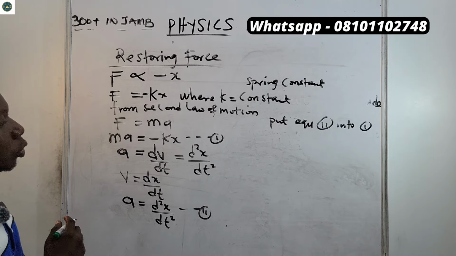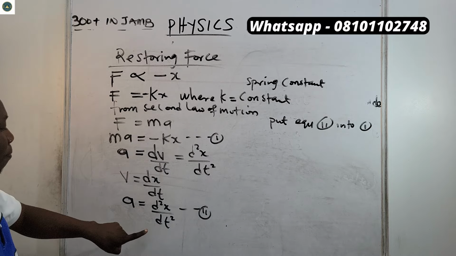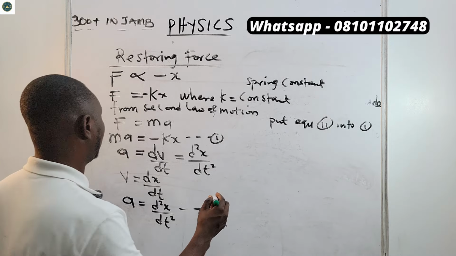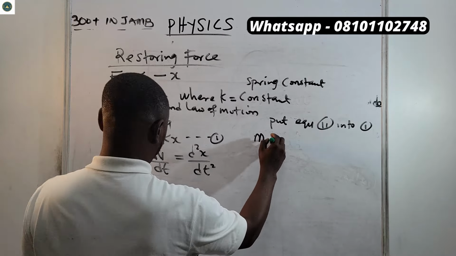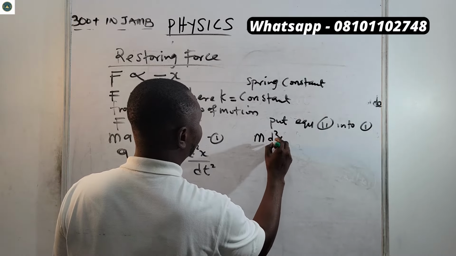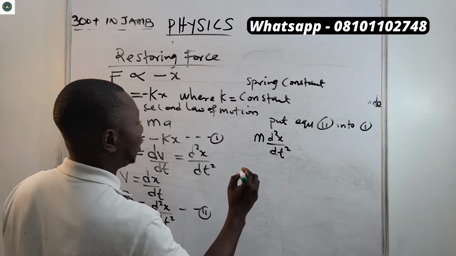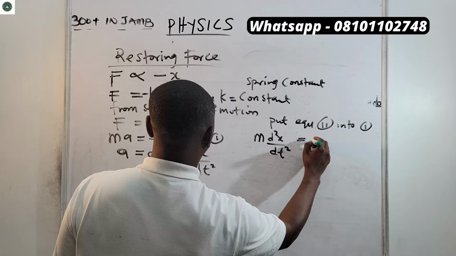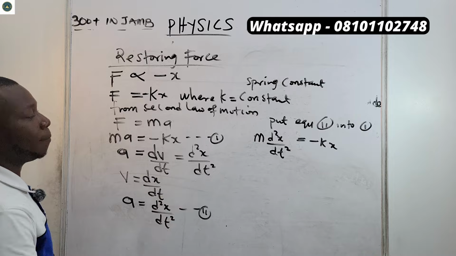Now, putting equation 2 into equation 1. Equation 1 says MA. So where we have A, we put the value of what? d squared x over dt squared. So we have M d squared x over dt squared equals minus kx. We can divide both sides by M.